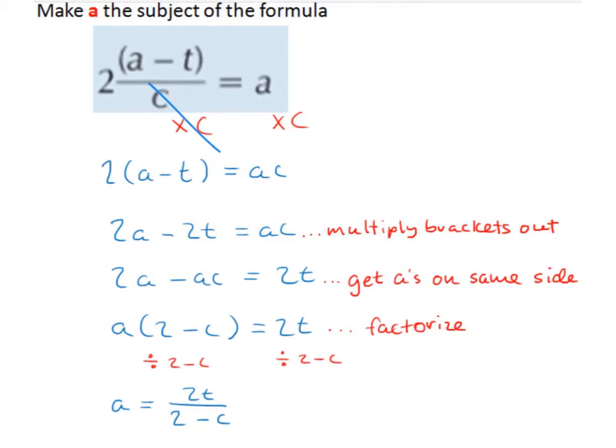Now, a is stuck onto 2 minus c with brackets around it, which means multiply. The opposite of multiply is divide. So if I divide by what's inside the brackets, which is 2 minus c, I can cancel that out. But if I divide by 2 minus c on the left, I must divide by 2 minus c on the right. So I get a is equal to 2t over 2 minus c.